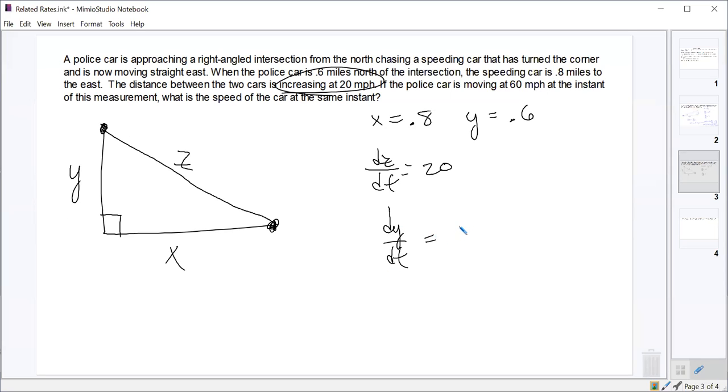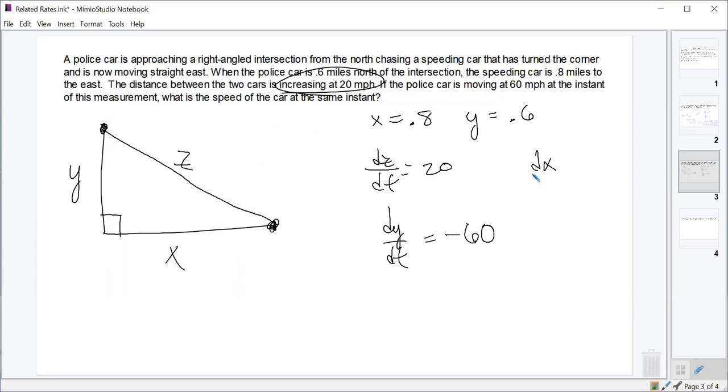Probably 60. You could maybe say negative 60 since it's moving down. Negative 60, because this y distance is decreasing. This value is getting smaller, and so our rate of change of y has to be negative. Anytime something is decreasing, its rate of change has to be negative. And anytime something is increasing, like the distance between them, its rate of change needs to be positive.